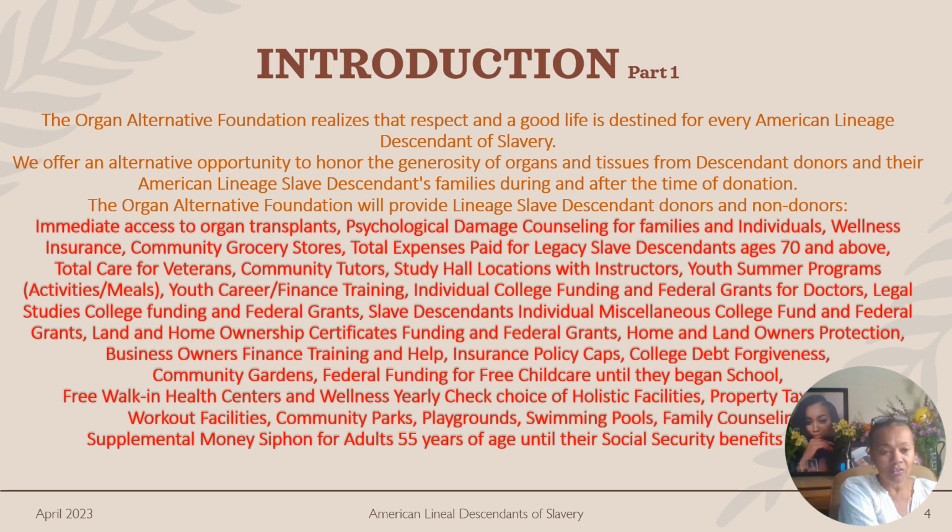So it would start out with anyone that is in need of an organ that is a slave descendant will receive immediate access to organ transplants. So any slave descendant donors will make sure that a slave descendant gets an immediate organ donation, an immediate transplant, like tomorrow, like today, immediately. Okay?